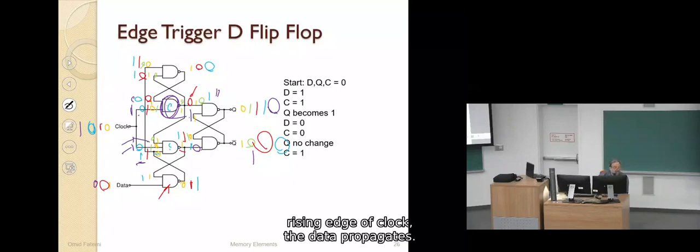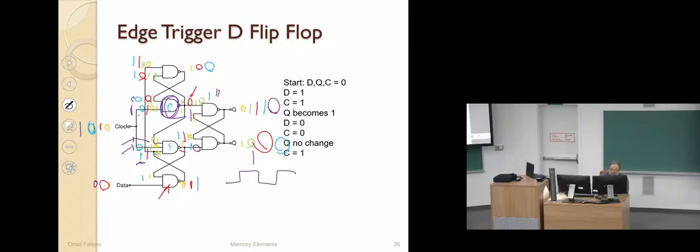When we have rising edge of clock, the data propagates. When we don't have rising edge, even if the clock is 1 or getting low, nothing changed. Only when the clock goes from 0 to 1, at that time we have the data coming out. Otherwise it doesn't go out. So if you look at the timing diagram, if I write a timing diagram, this is my clock.